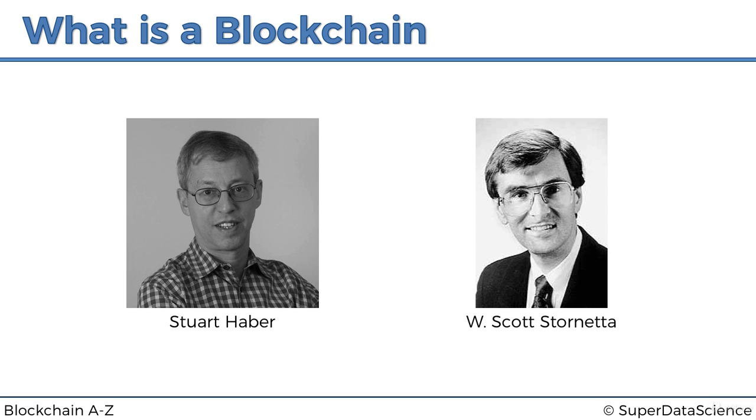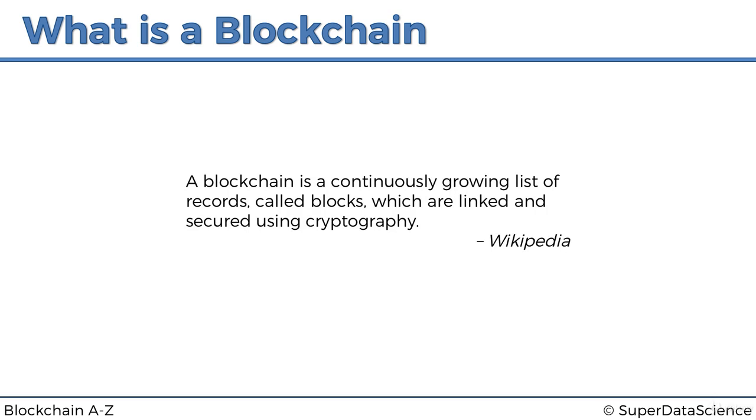And if you read through that paper, you'll find that the concepts of what we now call a blockchain, and most of the features and ideas behind it, are actually present in that paper. The way Wikipedia identifies a blockchain is a continuously growing list of records called blocks, which are linked and secured using cryptography. So this is a very general definition. There's much more to a blockchain, as we'll see, but this is already some place for us to start.